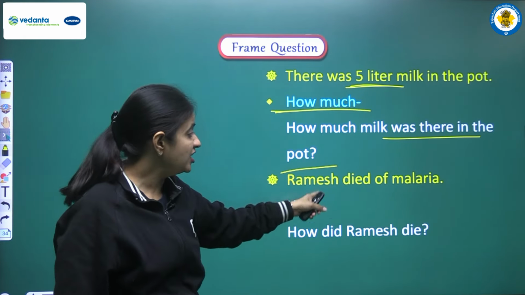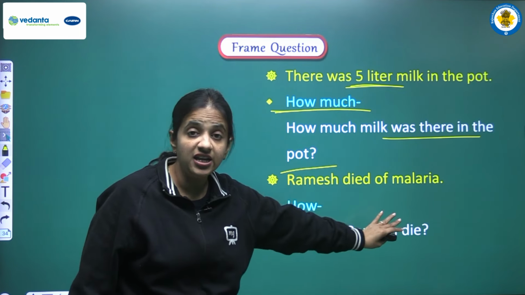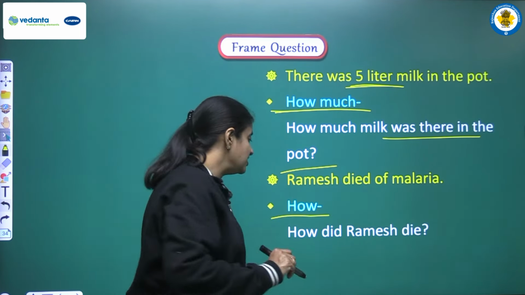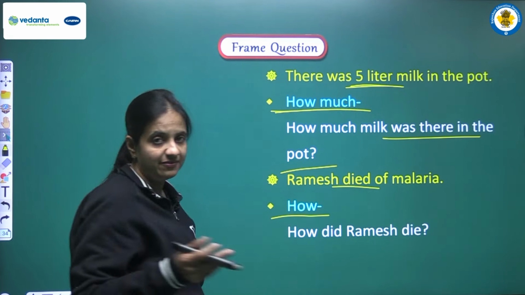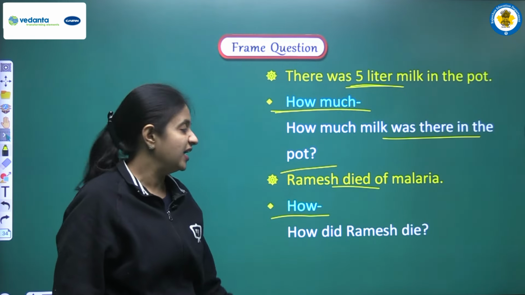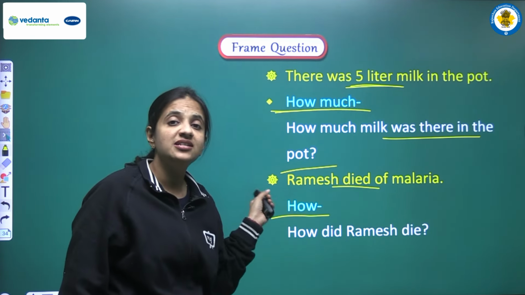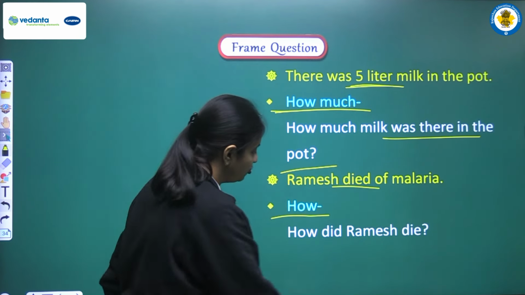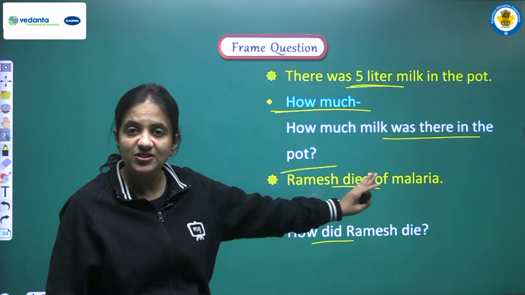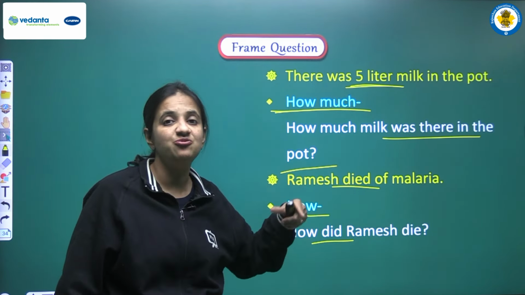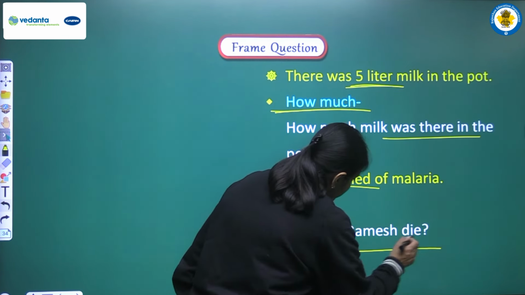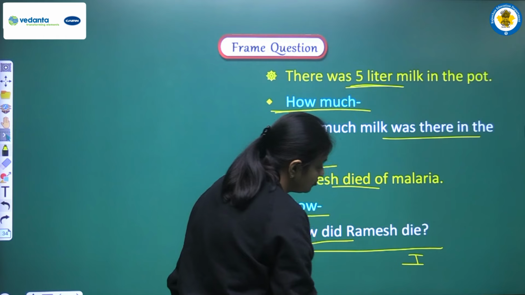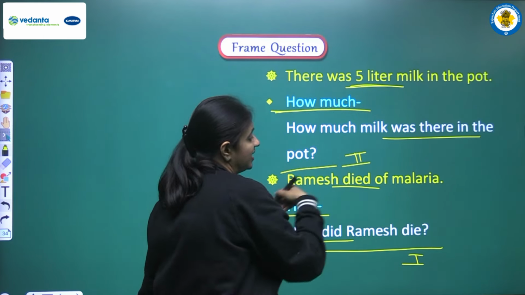Next is Ramesh died of malaria, and the WH word that is given to us is how. So let's see, died means we are having the second form of the main verb. So again in this sentence we are having past simple tense. So we have to use did, because in an interrogative sentence we have to use did plus first form. So let's see, we have to write how did Ramesh die. So die is the first form, and died is the second form.